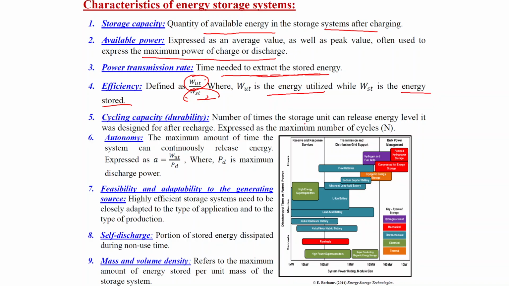Cyclic capacity is the number of times the storage unit can release the energy it was designed for after recharge, expressed as the maximum number. As you might know, there are various energy storage devices, for example, taking battery or supercapacitor into consideration. So cyclic capacity is basically of secondary batteries or rechargeable energy storage devices which can be recharged. Okay. So cyclic capacity is the number of times you can completely charge and discharge a machine without its failure. For example, a battery you can use numerous times.